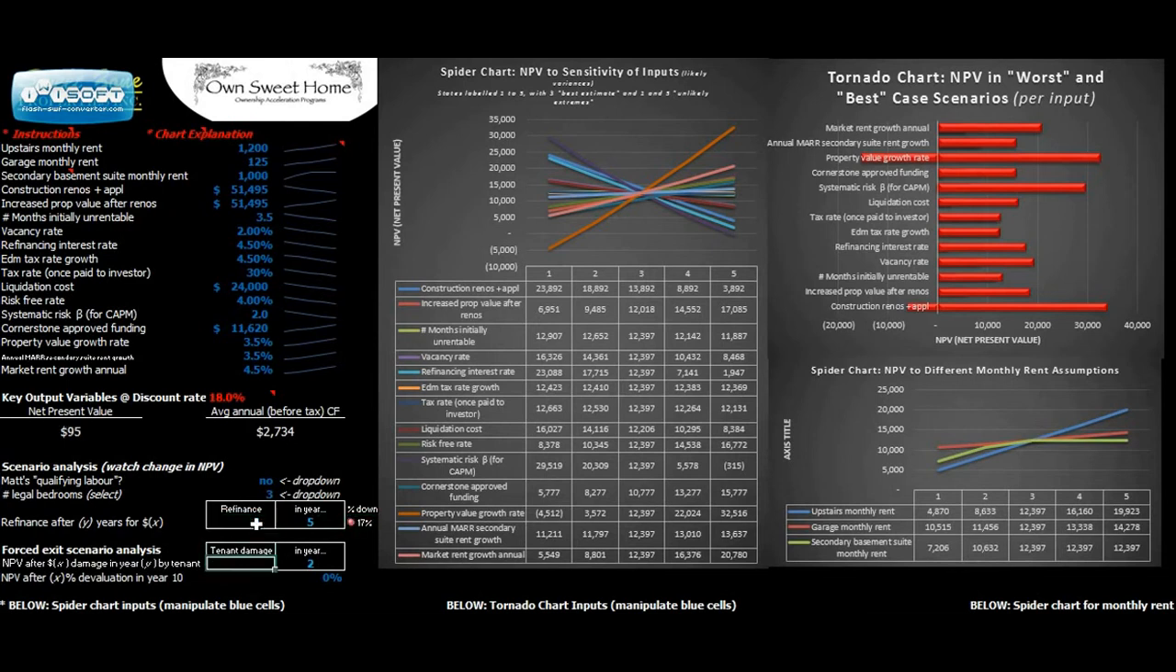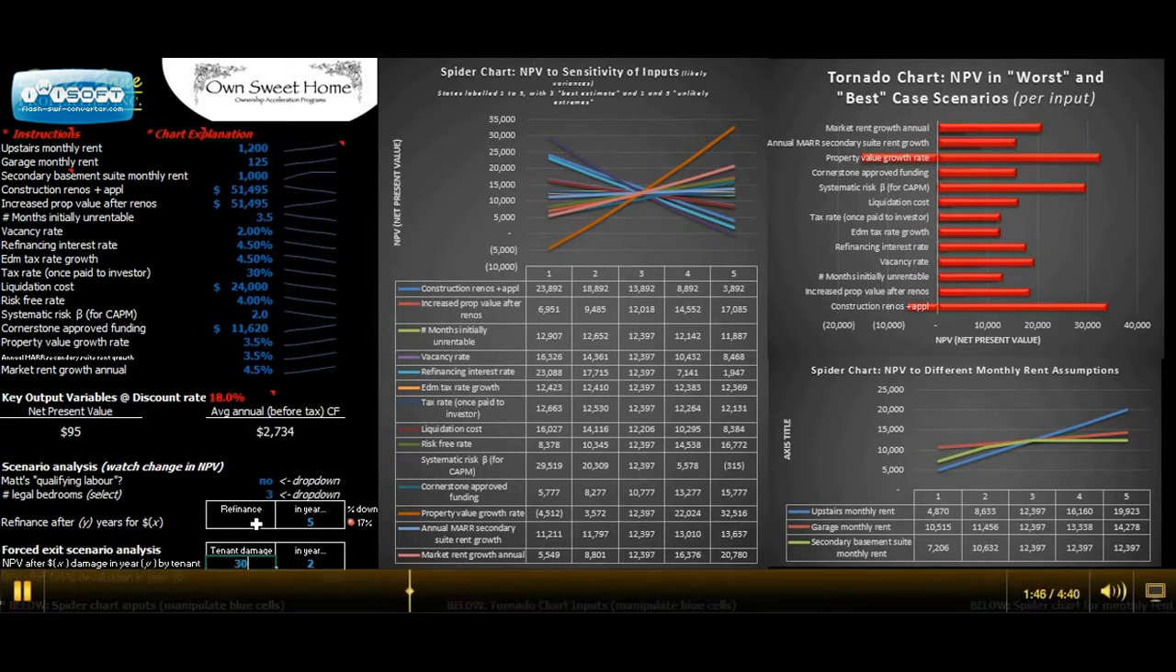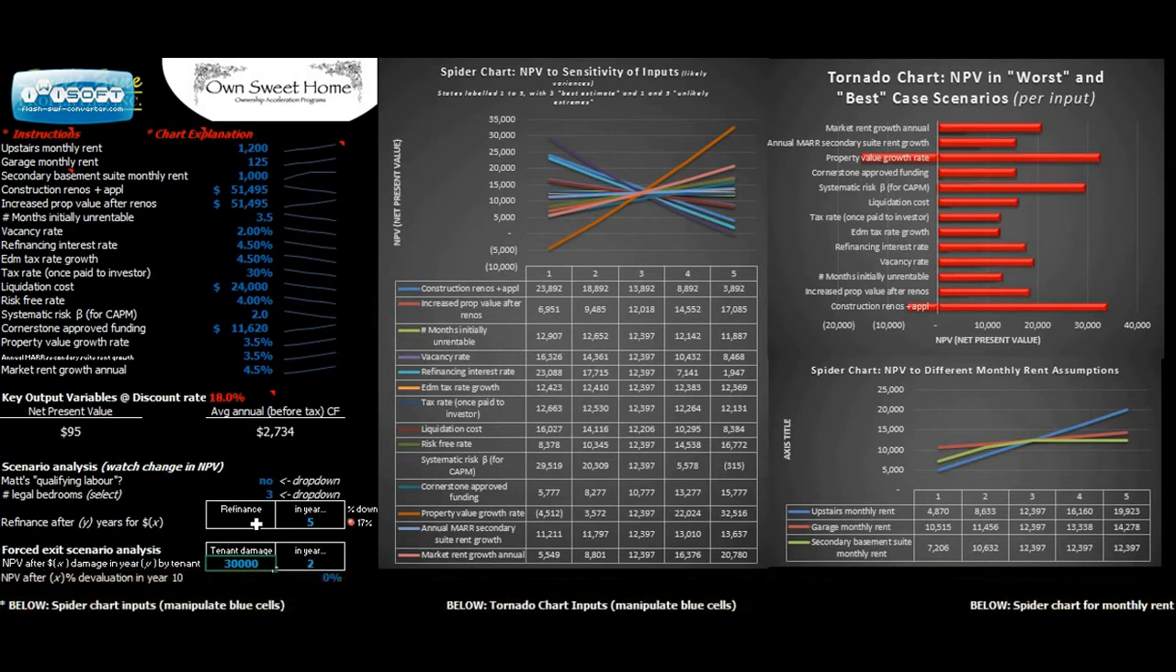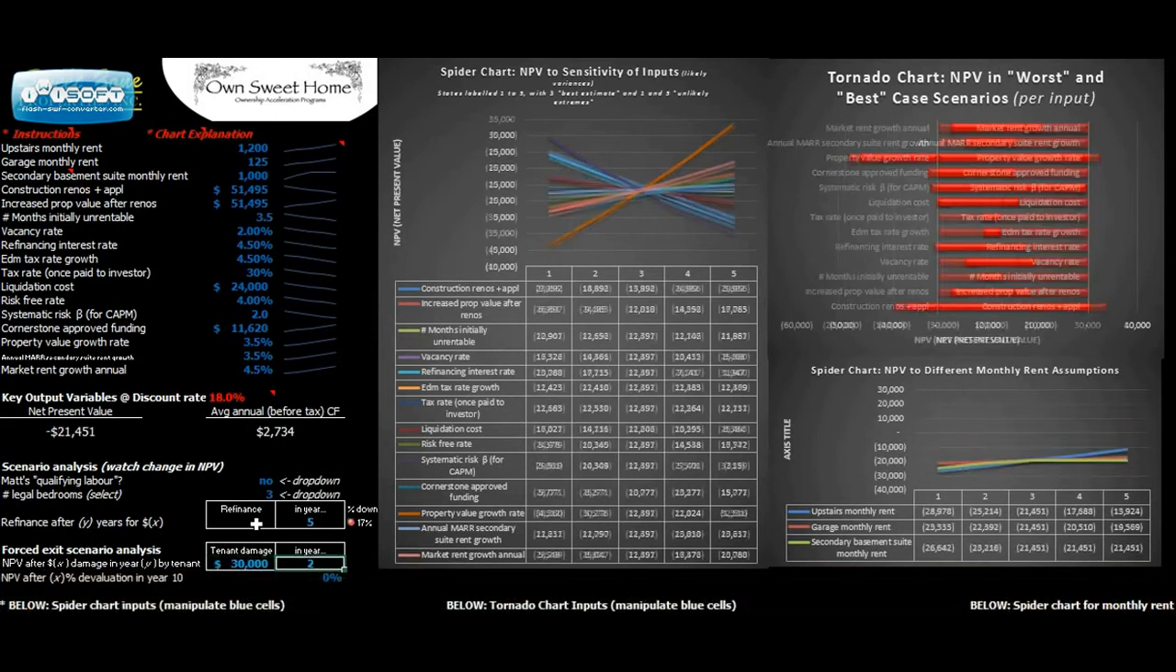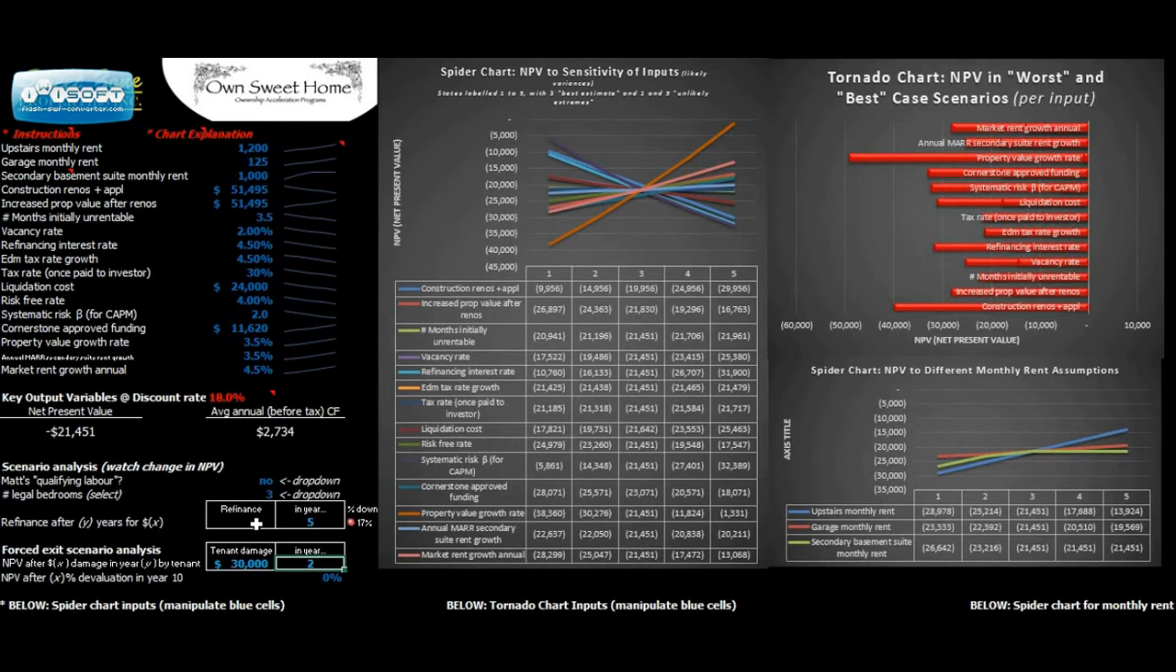Now let's say something bad happens. Let's say a tenant damages the property. Choose what year it happens in. The further in the future the tenant damages the property, the less cash flows will be penalized. But let's say I get $30,000 of tenant damage, and my insurance won't even cover it. That happens in year 2. You can see it's now a negative 20% NPV. So that one really hurts.